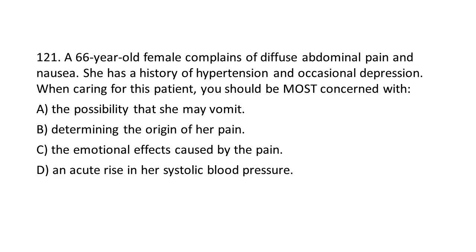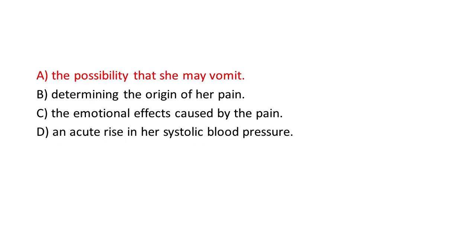121. A 66-year-old female complains of diffuse abdominal pain and nausea. She has a history of hypertension and occasional depression. When caring for this patient, you should be most concerned with: A. The possibility that she may vomit. B. Determining the origin of her pain. C. The emotional effects caused by the pain. D. An acute rise in her systolic blood pressure. The answer is A. The possibility that she may vomit.